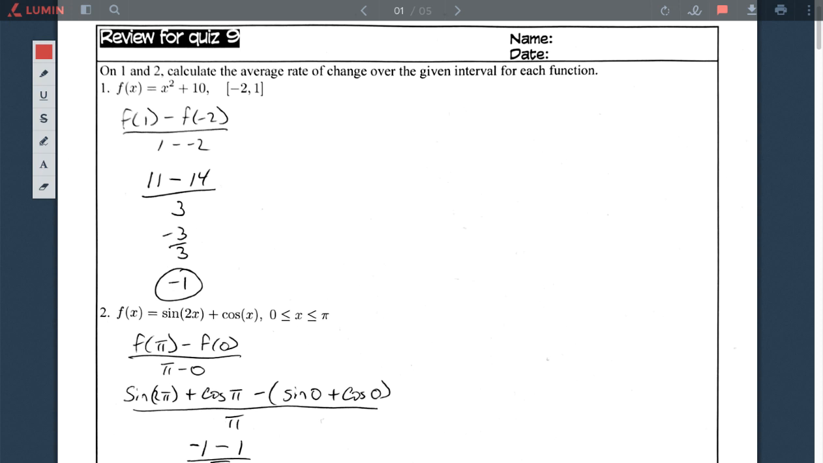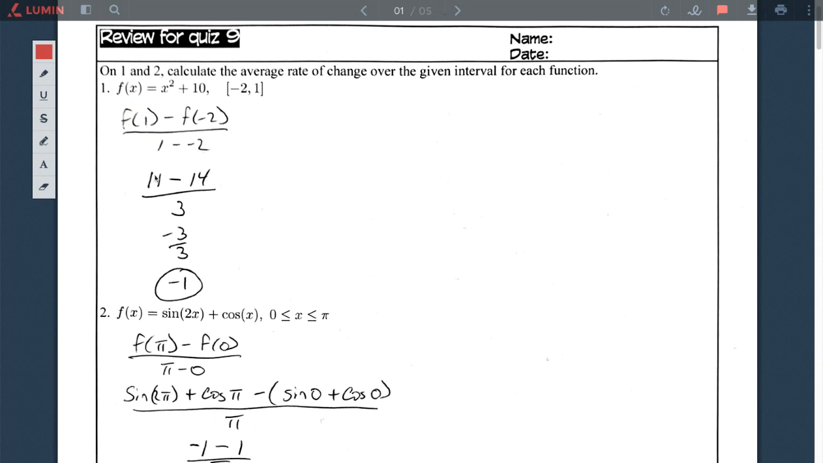Answers to review for quiz 9. Number 1 and number 2, you're supposed to calculate the average rate of change over the given interval for each function. So pretty straightforward. We need f of 1 minus f of negative 2 over 1 minus negative 2.